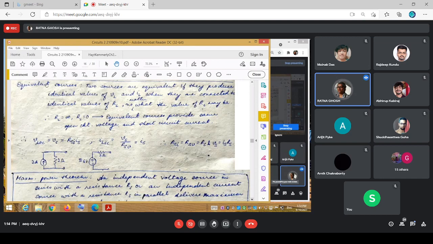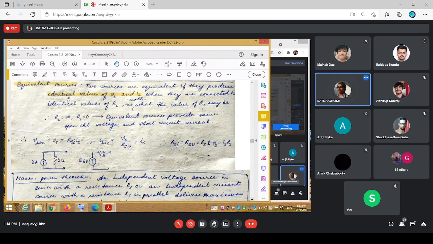Now, the definition of equivalent sources: when can we say that two sources are equivalent? If they produce identical values of VL and IL. So they have to produce identical values of VL and IL when they are connected to identical values of RL. You have the same load connected, you should get the same terminal voltages and currents, no matter what the value of RL may be. If you've got this satisfied, then you can say that the sources are equivalent.